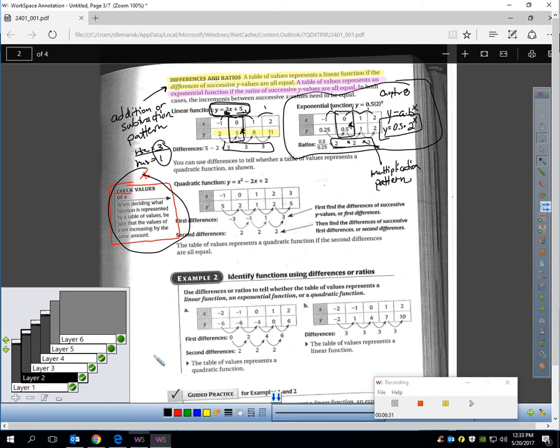Now the newest function we have, of course, is a quadratic. You can use differences. Remember, difference means subtraction. You can use subtraction to tell whether a table of values represents a quadratic. The table of values represents a quadratic if the second differences are all equal. So here's what they mean by second difference.